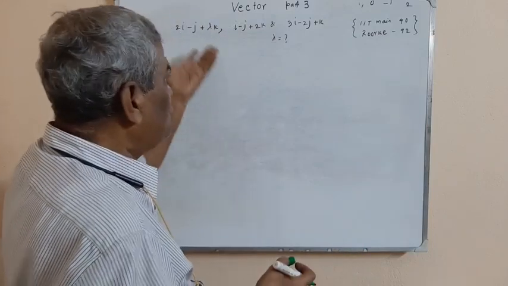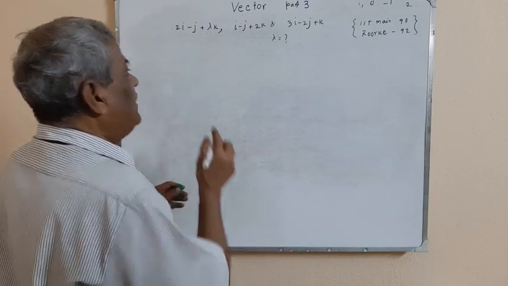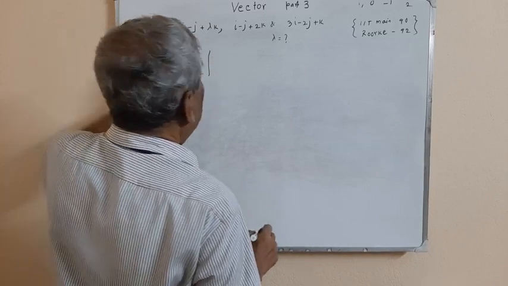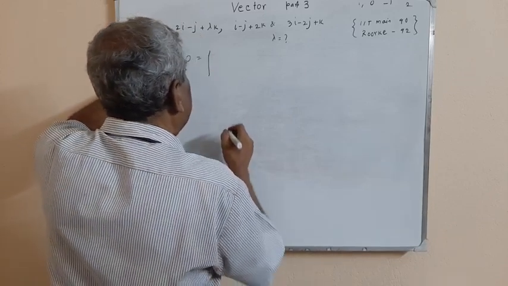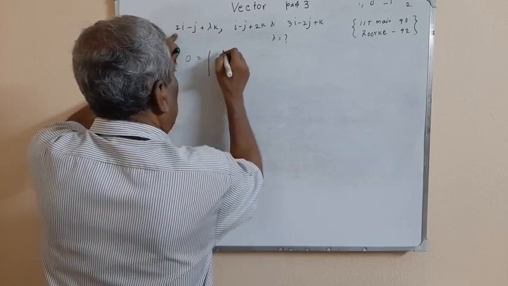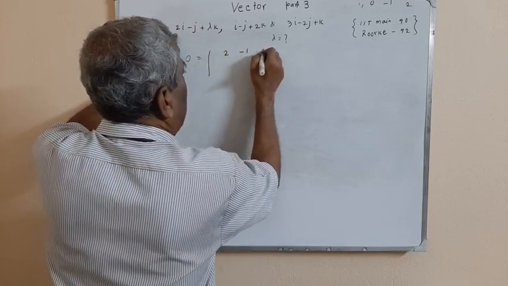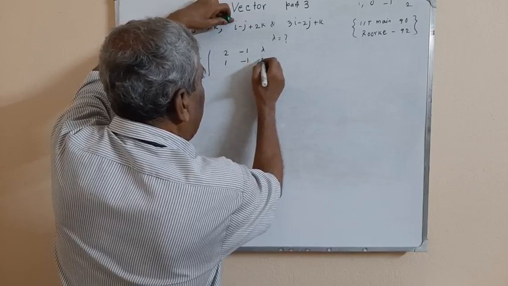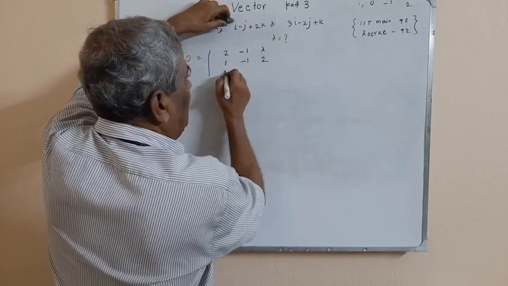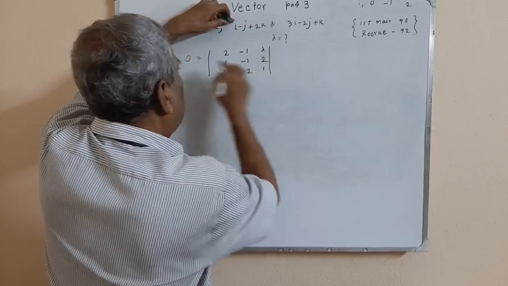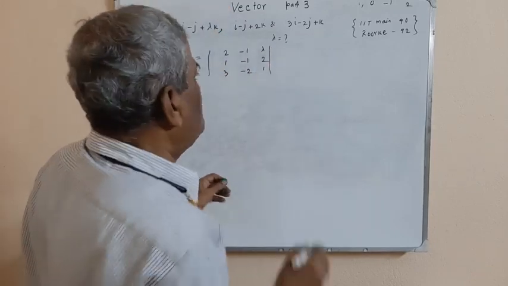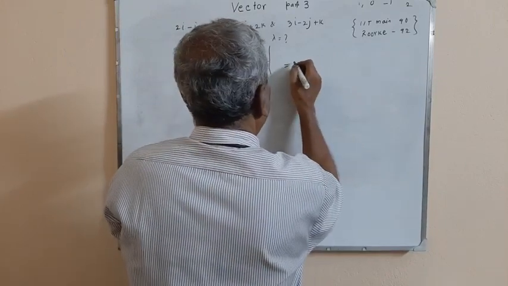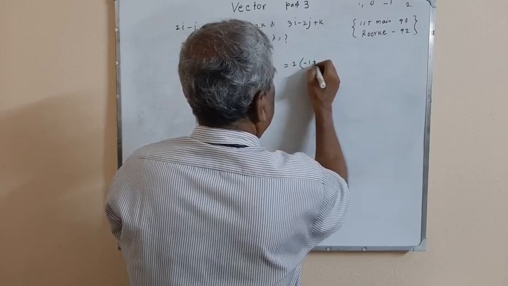So here also 3 vectors are coplanar. We know that if they are coplanar, then the determinant value will be 0. First vector is 2I minus j plus lambda k, so its components are 2, -1, lambda. Second one has components 1, -1 and 2. Third has components 3, -2, 1. They must give 0, and the calculation is very simple. This is equal to 2 into -1 plus 4.